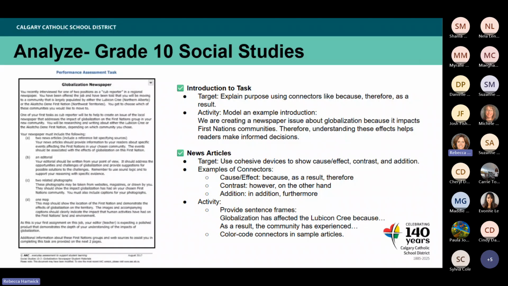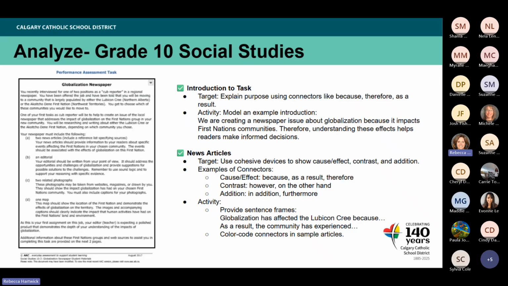Okay, so now we're going to move on to a grade 10 social studies task. So I'll read the assessment task first, and again, this is from the Alberta Assessment Consortium. So this is a globalization newspaper. So you recently interviewed for one of 2 positions as a cub reporter in a regional newspaper. You've been offered the job and have been told that you will be moving to a community that is largely populated by either the Lubicon Cree, Northern Alberta, or the Akaitcho Dene First Nation in the Northwest Territories. You get to choose which of these communities you would like to move to.